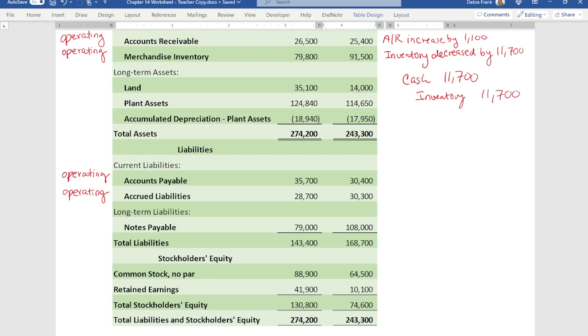So let's go ahead and just write a label there again. Increase for accounts payable. Let's actually write, be consistent. And that was by 5,300, right? 35,700 minus 30,400, yeah, 5,300.